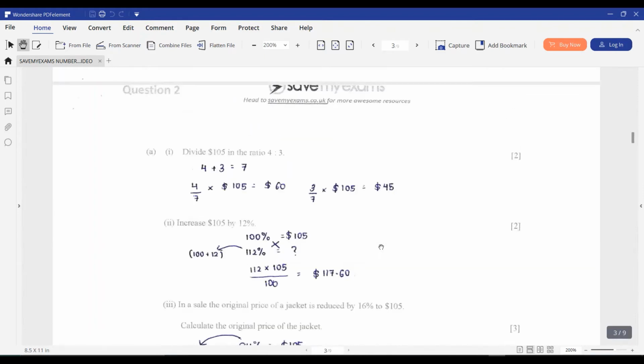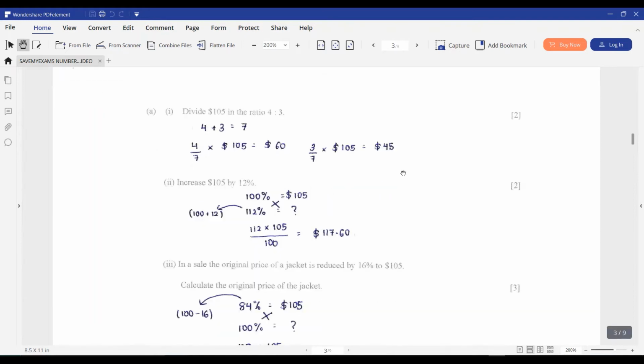Question 2. Divide $105 in the ratio 4 to 3. First add the ratios, which gives you a total of 7. Take 4 over 7, multiply by $105, and you should get $60 through simplification. Take 3 over 7 and also multiply by 105 to give you $45.